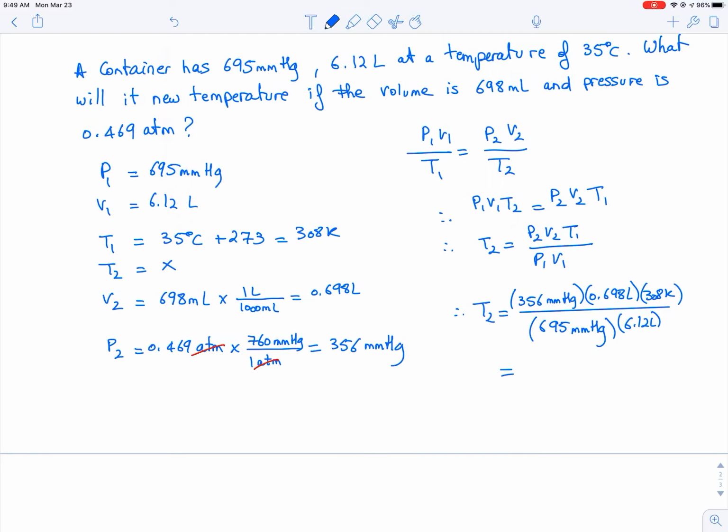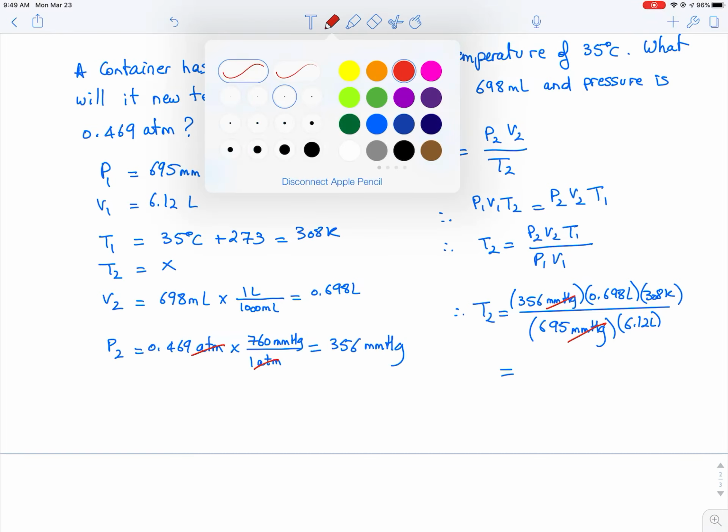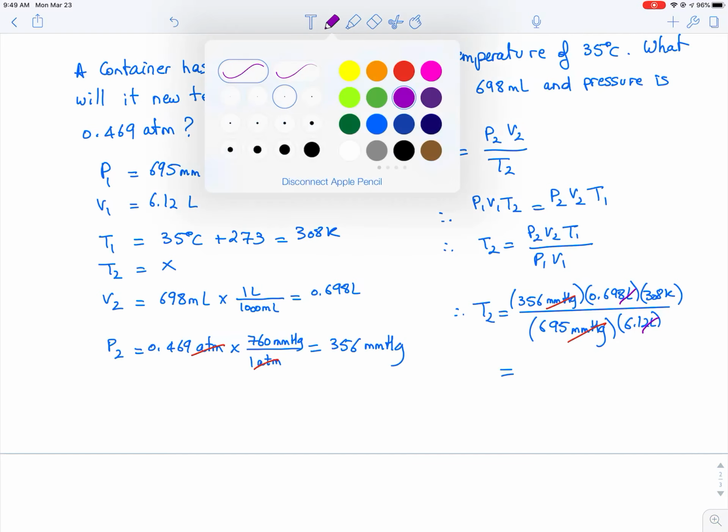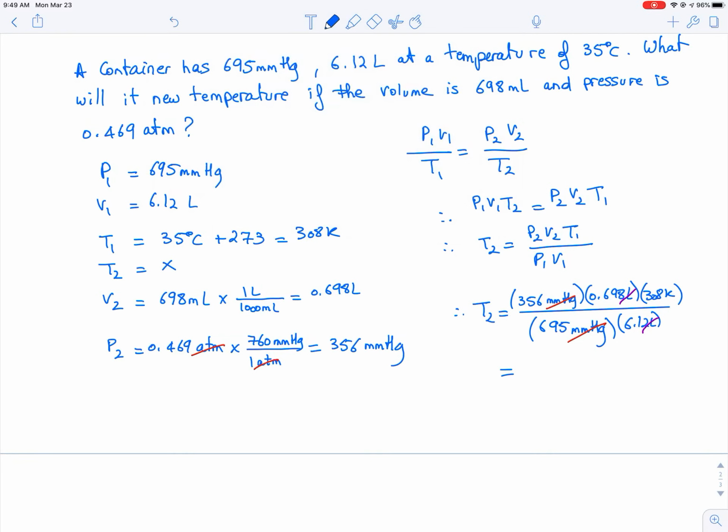And before you plug in the numbers on the calculator, you can look at the units. And you can see that millimeter mercury cancel out together. You can see that the liters cancel out together. And what we're left with is Kelvin, which is what we want because that's the unit for the temperature, okay? So now we're ready to plug in. We've verified the units, that they're done correctly, which means that we're probably on the right track. So now we do the math.